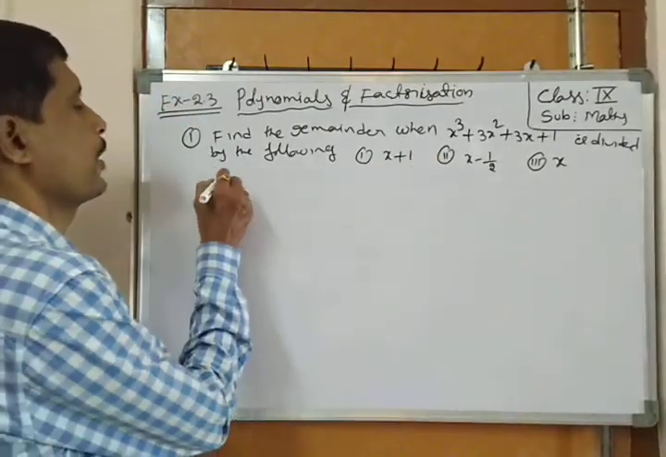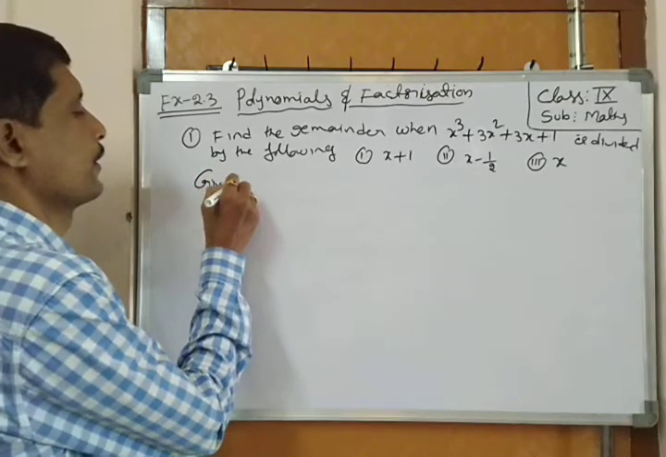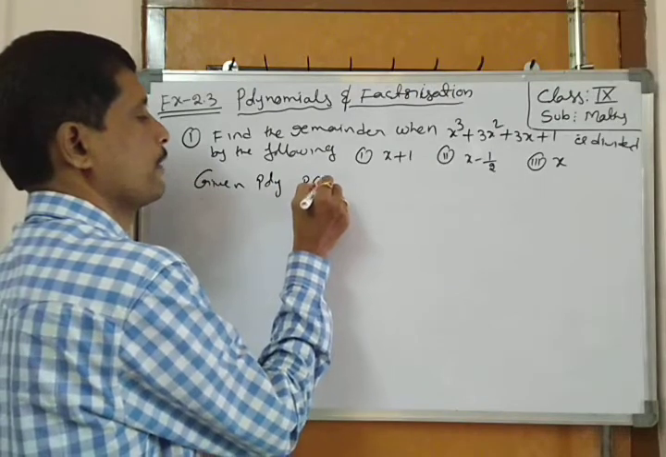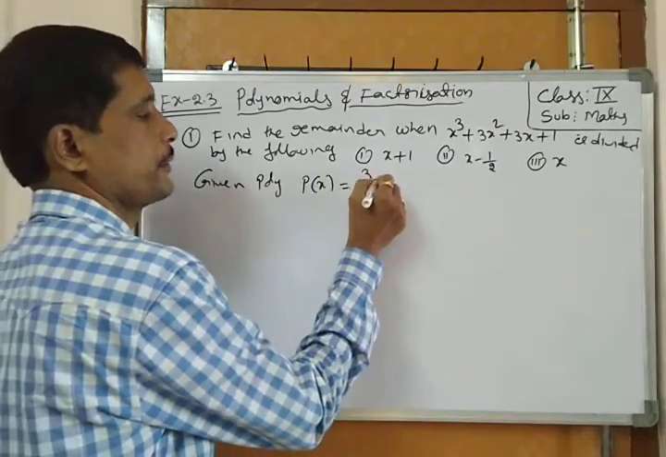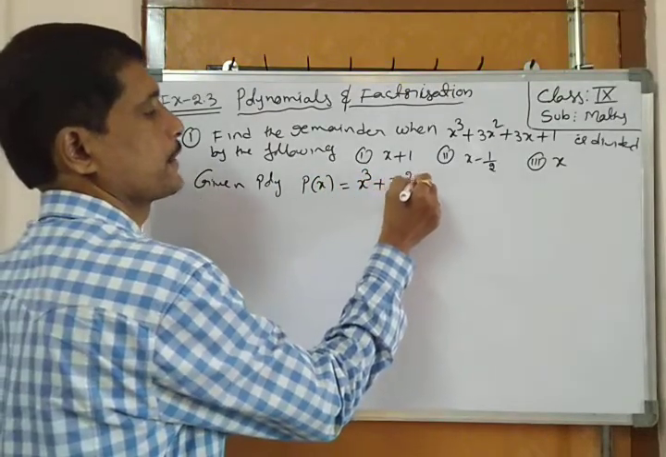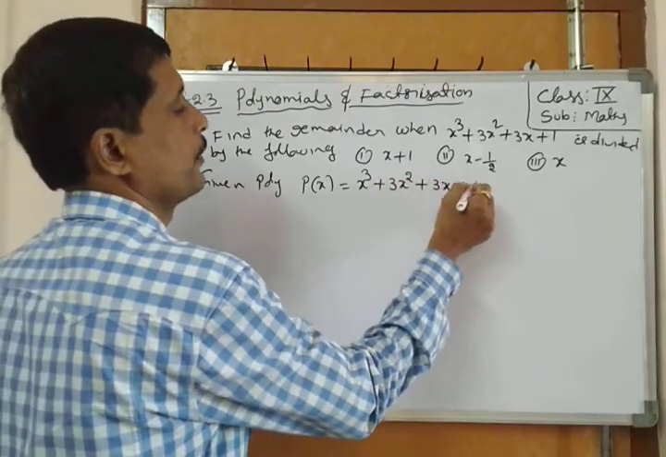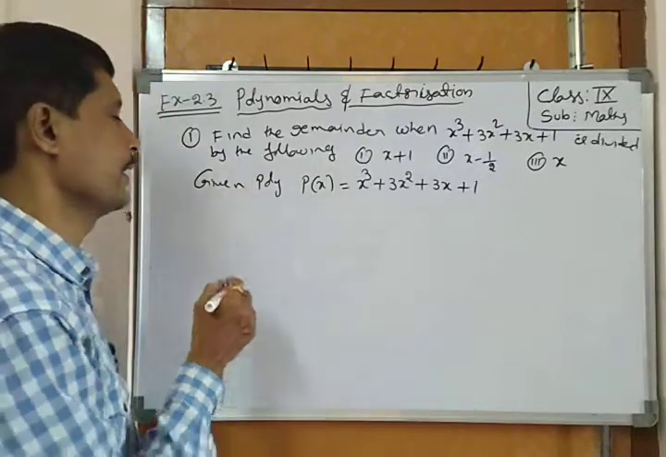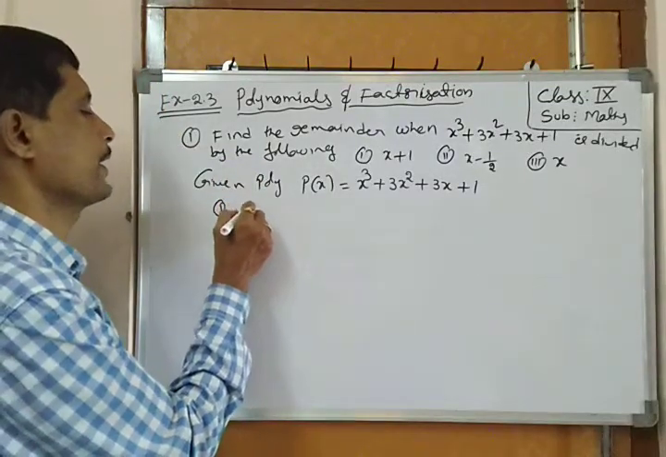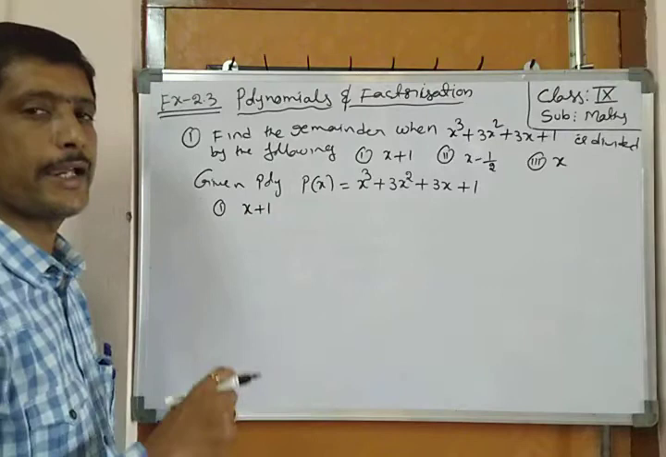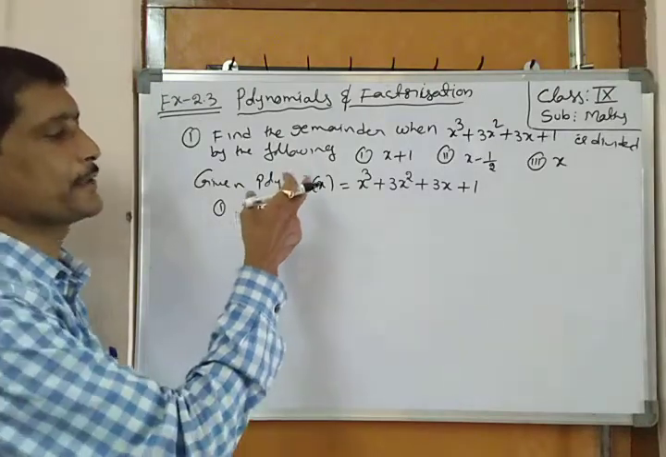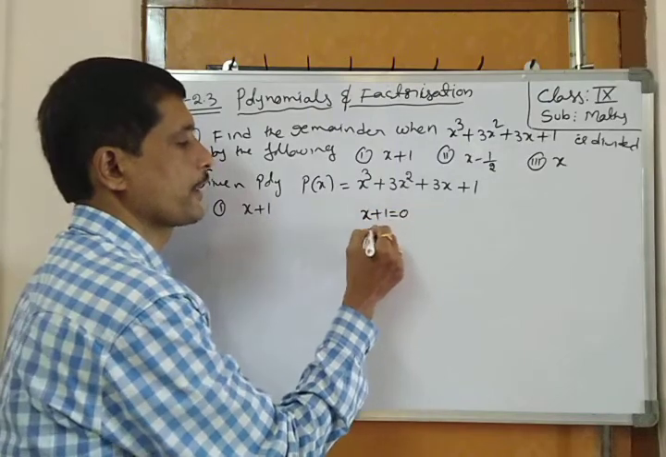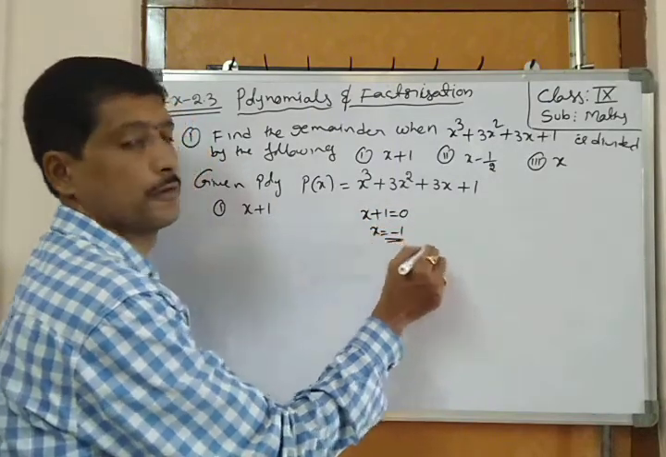Here the given polynomial, you have to take p of x equals x cube plus 3x square plus 3x plus 1. Here x cube, the degree equals how much? The degree is 3. Here the first one is x plus 1. Here x plus 1, therefore x is replaced by minus 1. Why? Here x plus 1 equals 0, therefore x equals minus 1.